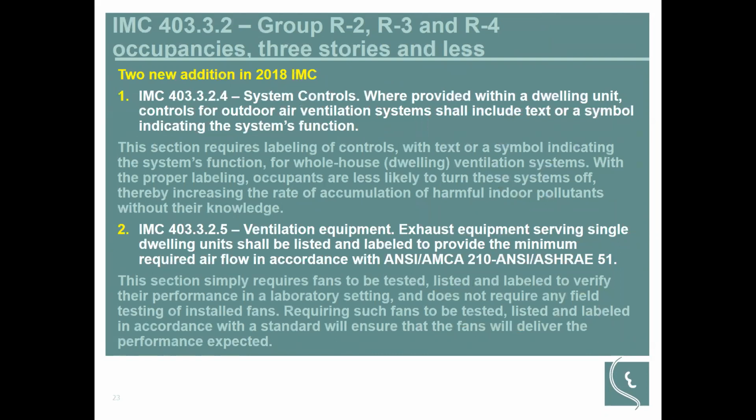As far as the International Mechanical Code, this is for larger than single-family homes. But here they require some new additions in the 2018 code. And this is for system controls, where we must provide system controls for outdoor air ventilation systems, or where those controls are provided, then they have to be labeled with a text or symbol to show the system's function. This is something where if you don't have a label on the controls, then the occupant may not necessarily know what this is for and may end up turning them off.